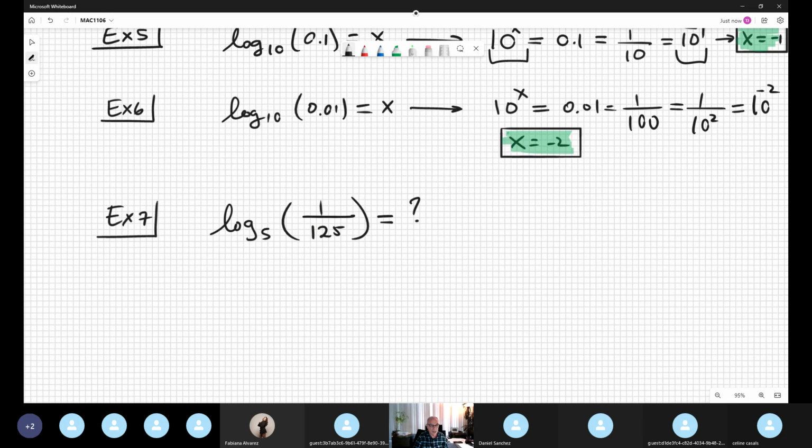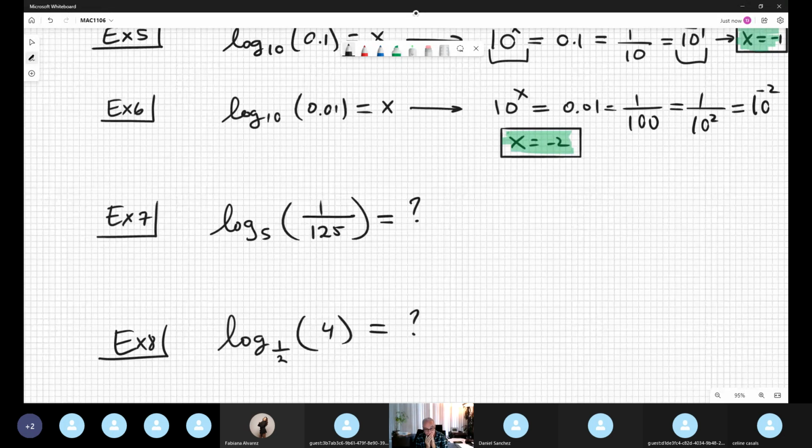And wait, what happened? The answer is incomplete. For example A, logarithm base 1/2 of 4. What do you think? Is it negative or positive? Positive, because the argument is greater than 1.